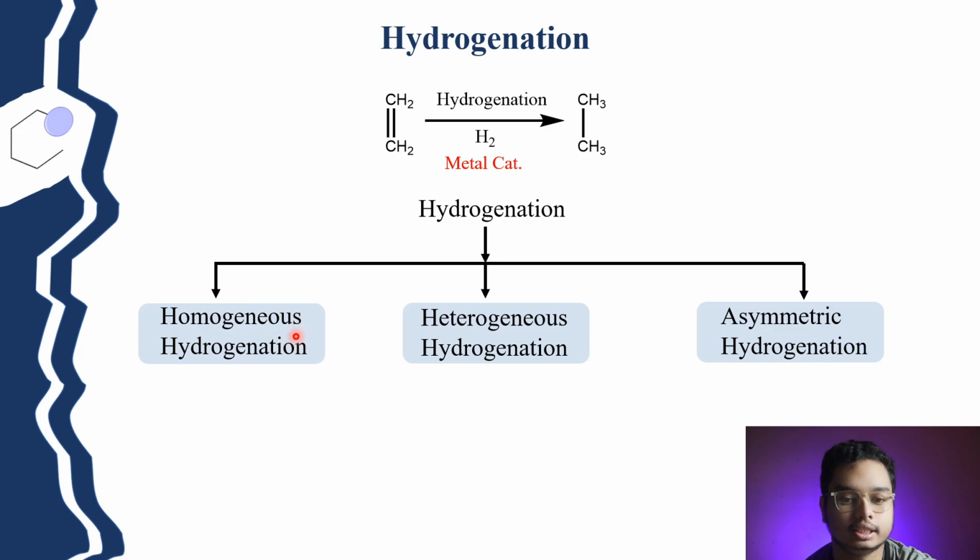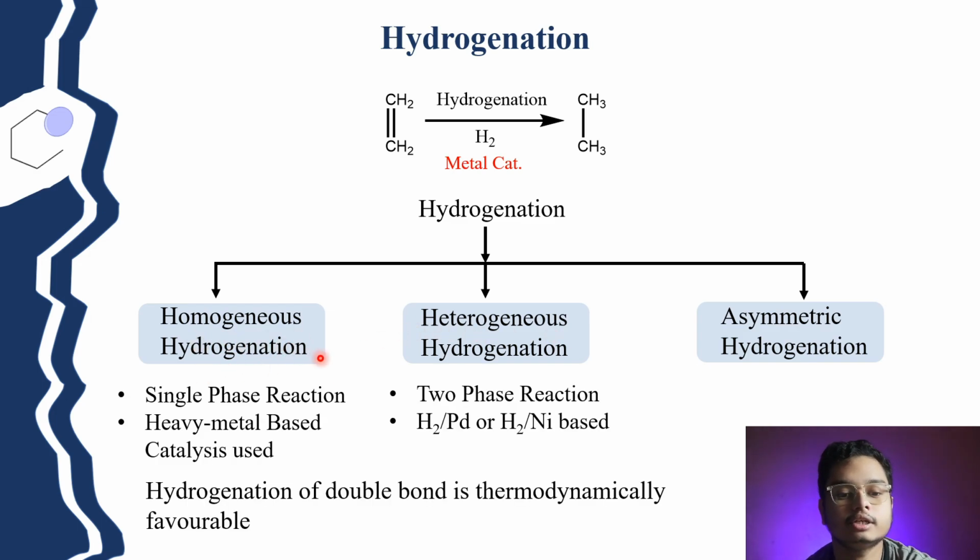Homogeneous hydrogenation suggests that the catalyst and the compound are in the same phase, whereas heterogeneous hydrogenation means that the catalyst and the reactant are in different phases. Asymmetric hydrogenation means stereoselective hydrogenation, which we are not discussing here; we will discuss it in our asymmetric synthesis part. So we are mainly focused on these two: homogeneous hydrogenation and heterogeneous hydrogenation.